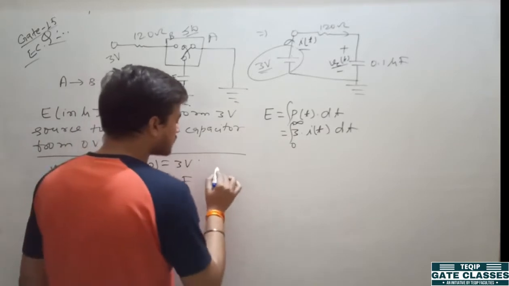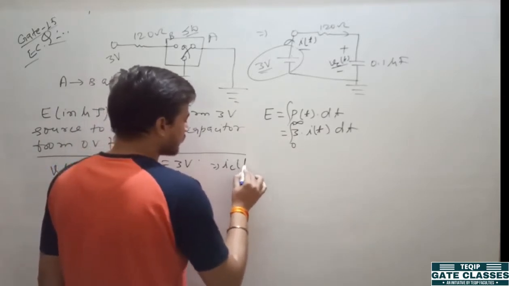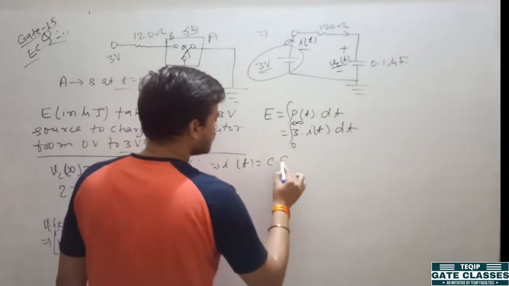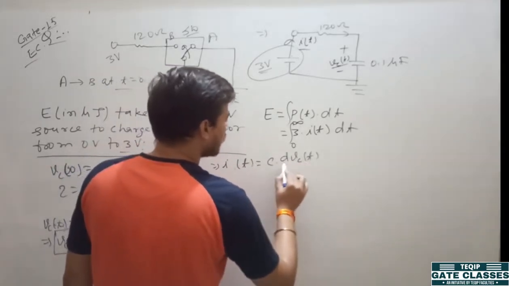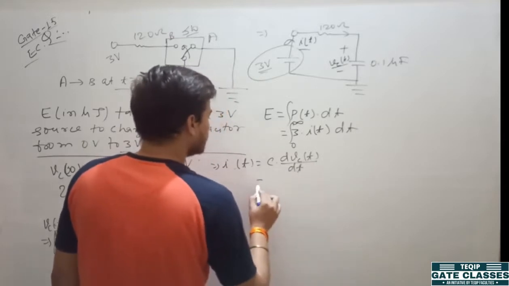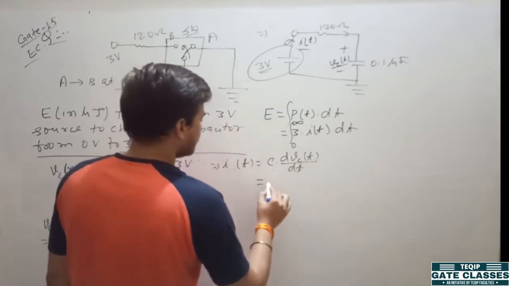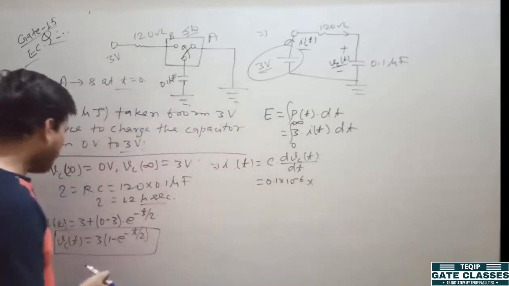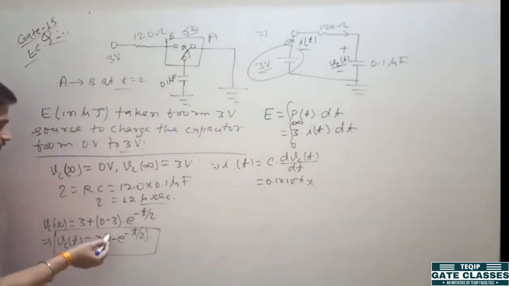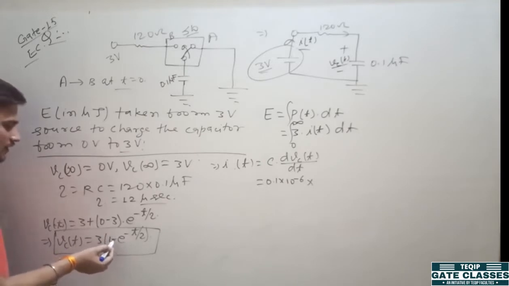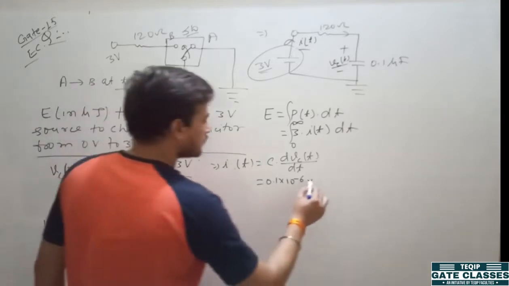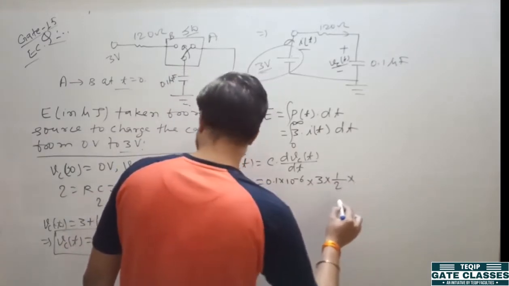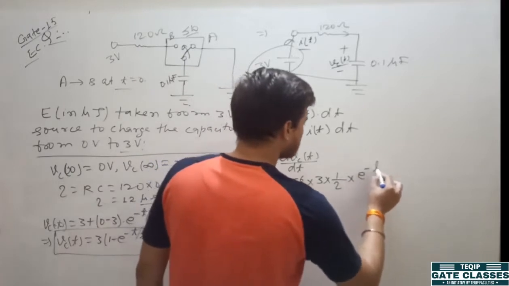We write the expression for current iC(t), the current flowing through the capacitor. It will be equal to C into dVC(t) upon dt. The value of C is given, 0.1 into 10 to the power minus 6, into dVC upon dt. Differentiation of the constant part will be 0. If you are differentiating, minus minus will become plus, so into 3 into 1 upon tau into e to the power minus t by tau.